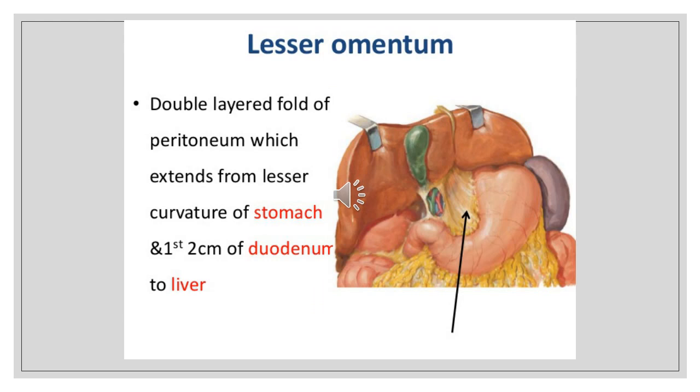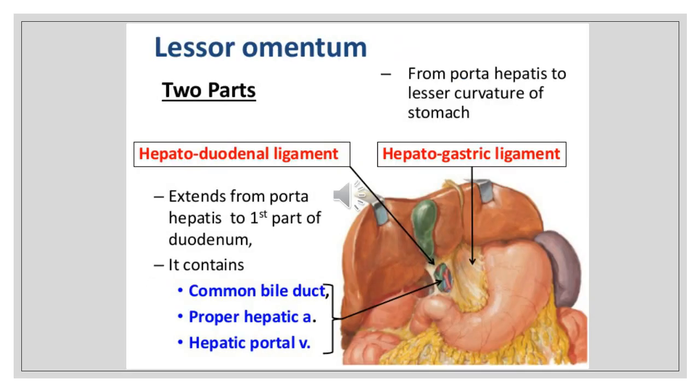Lesser omentum is a double-layered fold of peritoneum which extends from the lesser curvature of the stomach and the first 2 cm of duodenum to the liver. The portion of the lesser omentum between the stomach and the liver is called the hepatogastric ligament, and the portion between the duodenum and the liver is called the hepatoduodenal ligament.